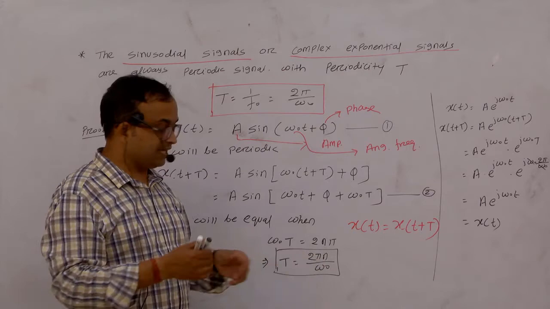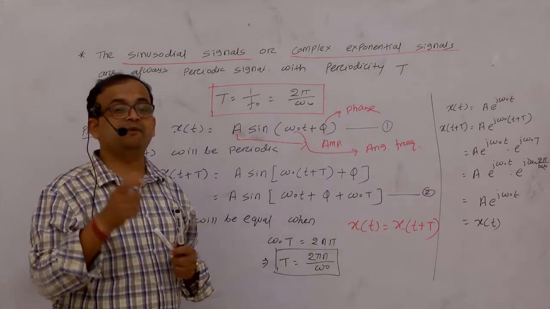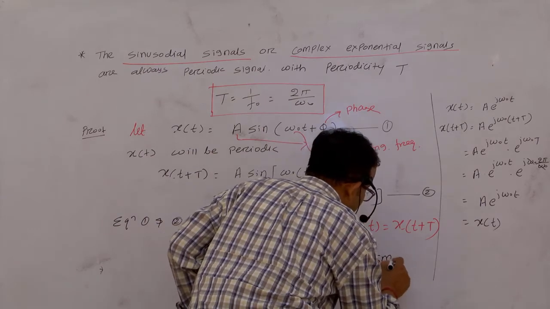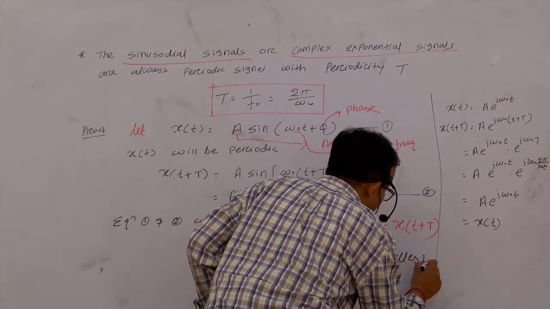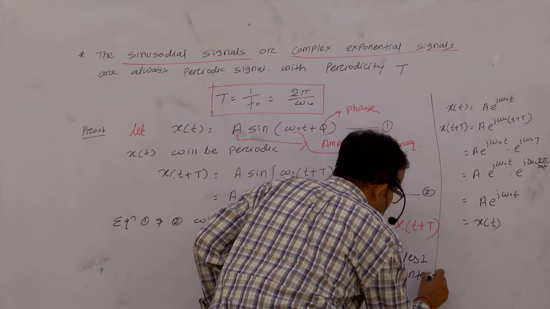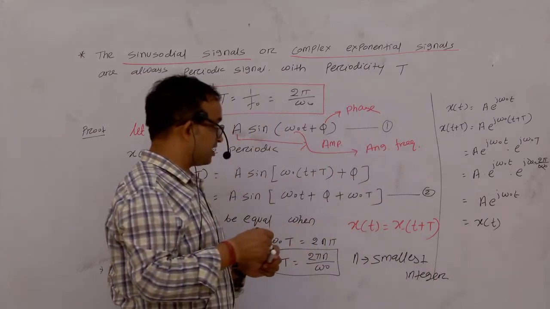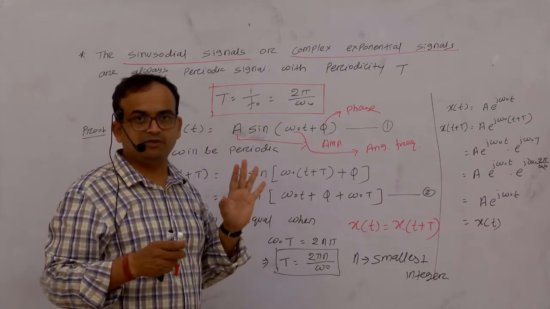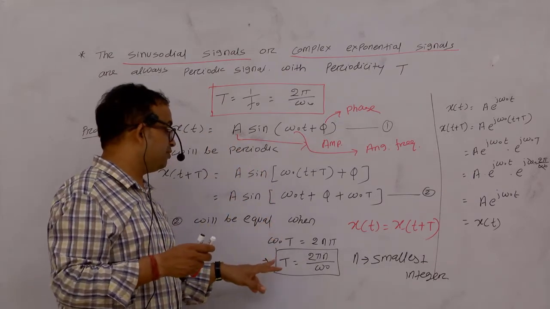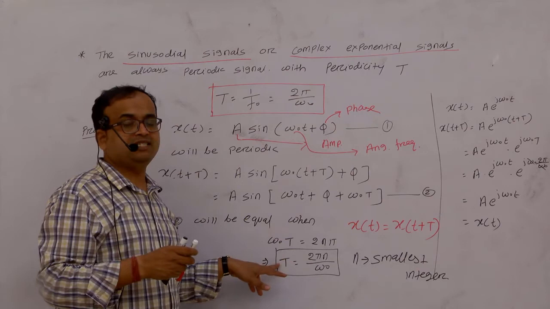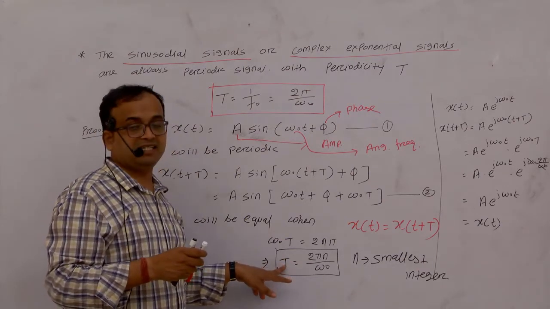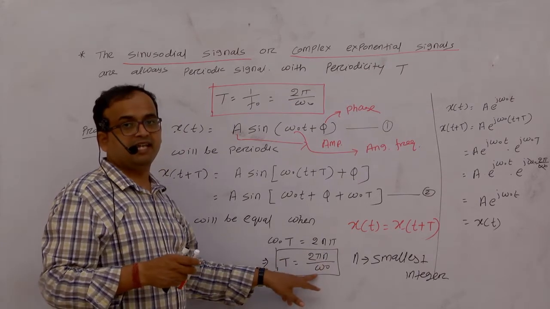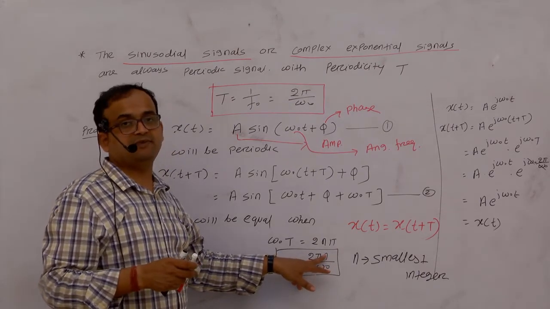And what is n here? n is the smallest integer. So now what happens? If any sinusoidal signal is given to you, from that signal you can easily find the value of capital T, or the periodicity. How to find it? 2 pi n by omega 0, where n is nothing but the smallest value of the integer.